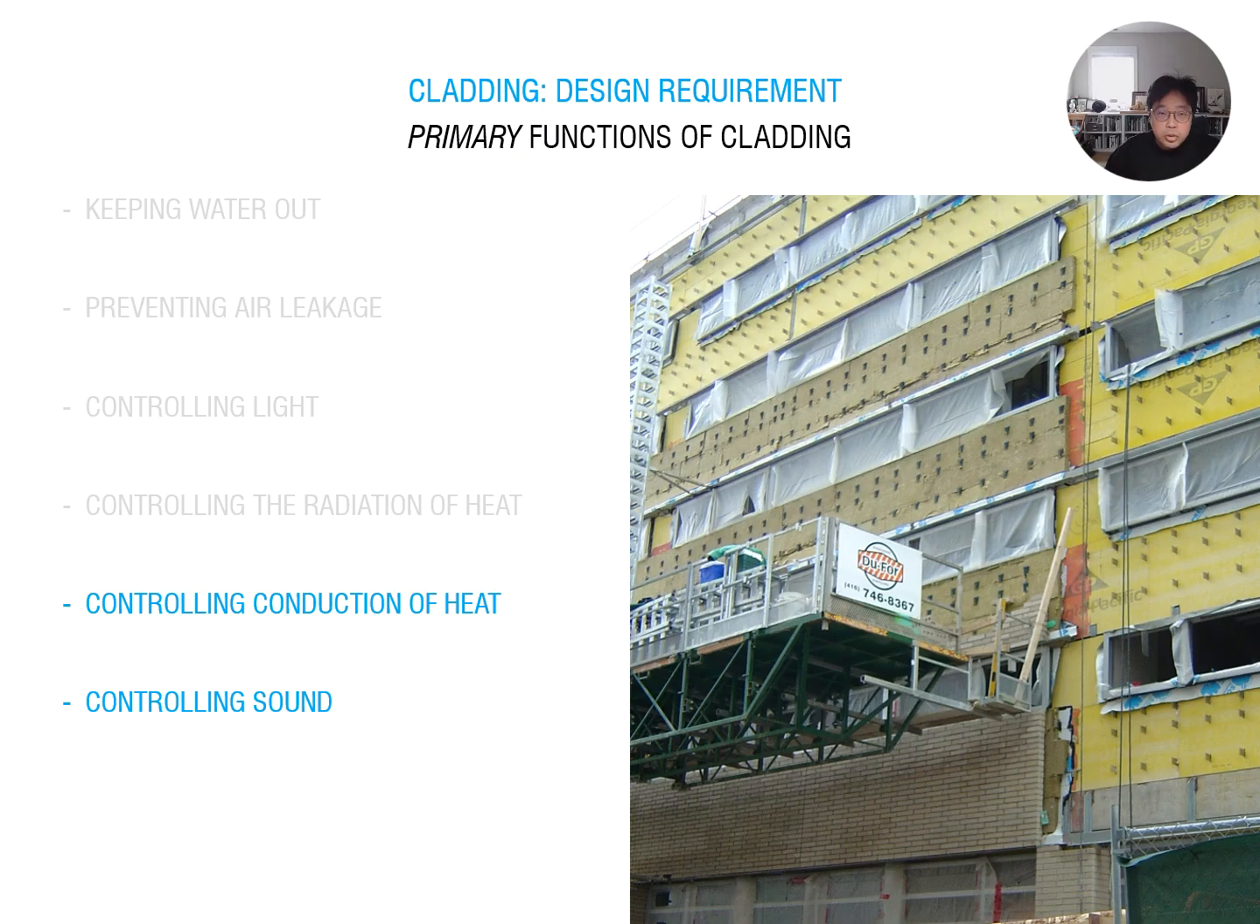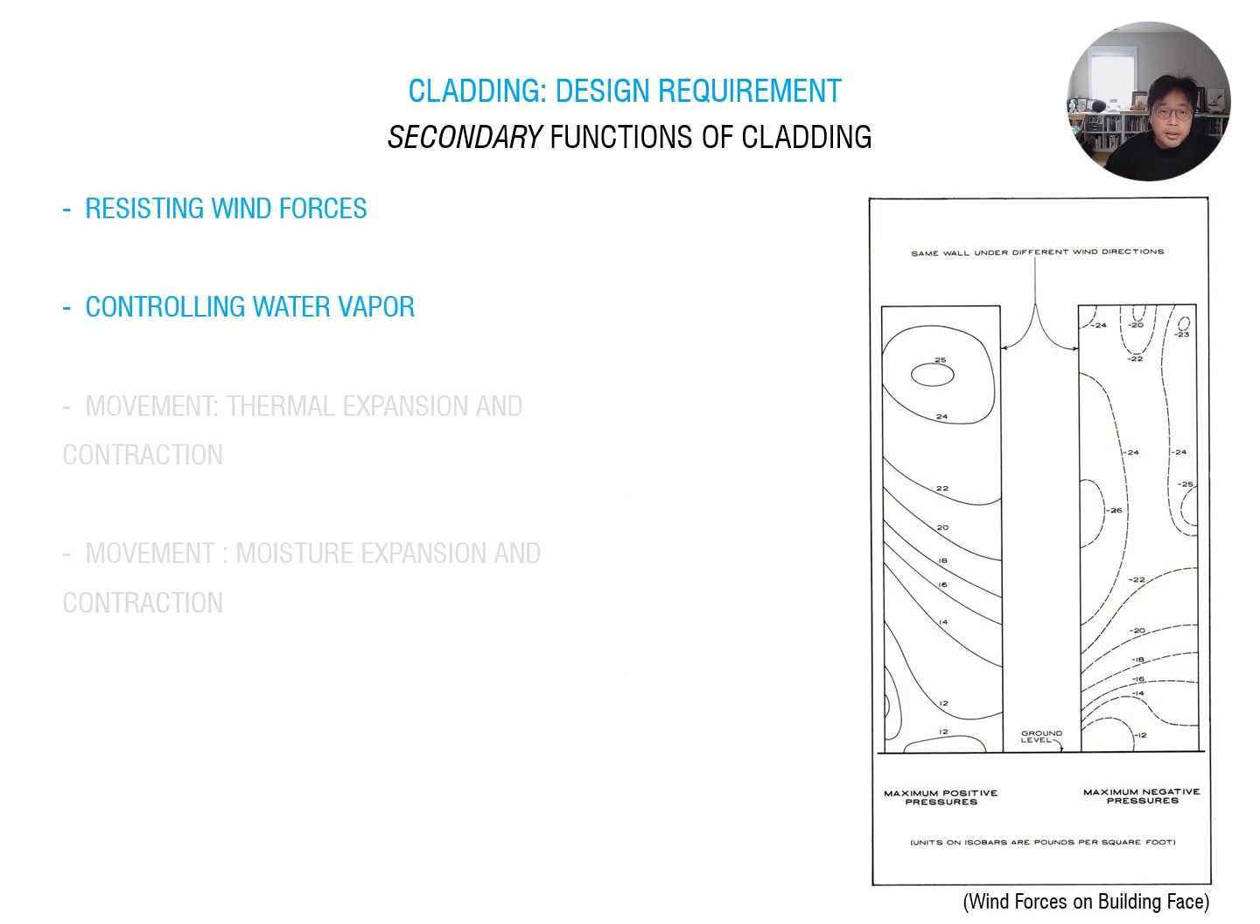Also, the architect is required to consider sound control, which is acoustics, and it is important. So we usually provide double glazing glass, insulation, and some finish wall, or sometimes an interior wall, to enhance the sound control of your design. Okay. And this is a secondary function of cladding.